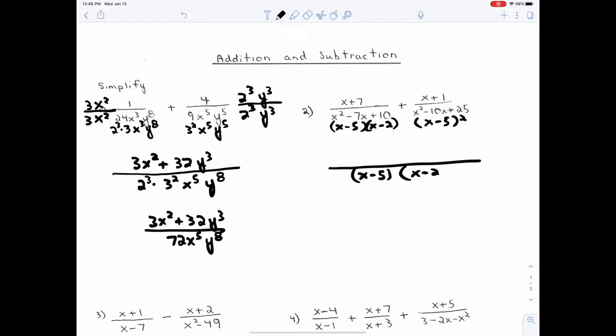Okay, what's the largest exponent for x minus 5? Squared. And what's the largest exponent for x minus 2? Just 1, so that's fine. Okay, so now let's get the numerator.